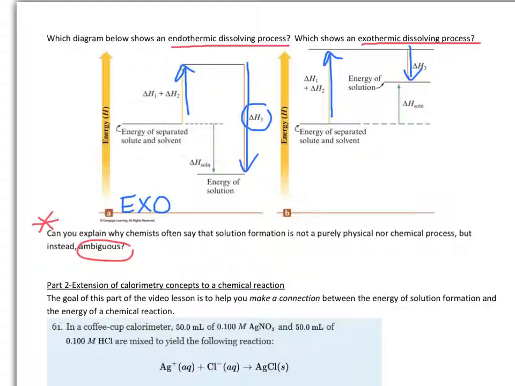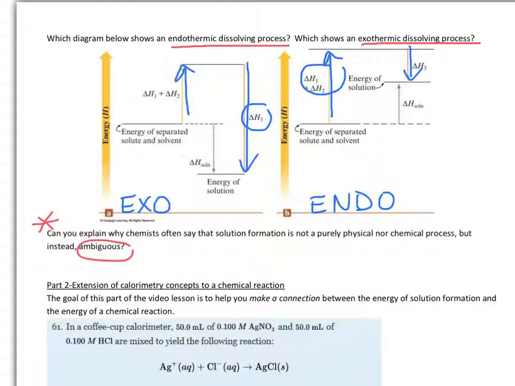For diagram B, this one should be labeled endothermic because it shows just the opposite. It shows that more energy has to be absorbed to get steps 1 and 2 to occur as compared to how much gets released when step 3 happens. So overall, the dissolving of that salt comes out as an endothermic process. The sum of all 3 steps is a net absorption of energy.